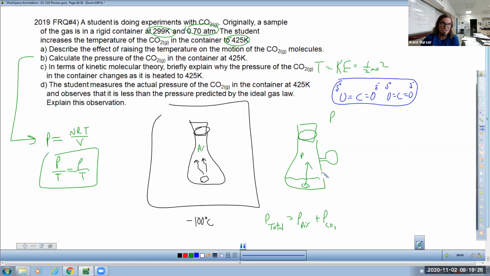So real gases don't ever give you as much pressure, actual pressure, as ideal gases. Because if particles can stick to each other, you now have fewer particles in there. Remember, the size of the particle doesn't matter. What matters is the number of them. So if two of them stick to each other, you now have half as many particles as you did before.